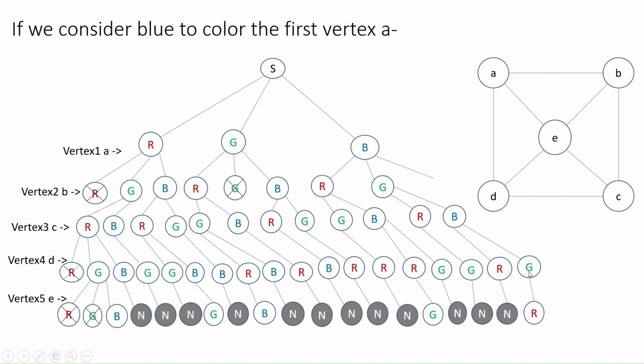So again we are backtracking to the first vertex. Here we are done with red color, green color. Now we are going to consider another possibility for the second vertex, that is blue. But we can say that these two are adjacent to each other, right? So it is not possible.